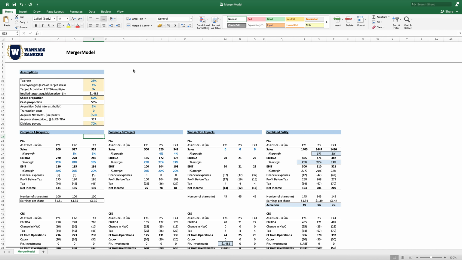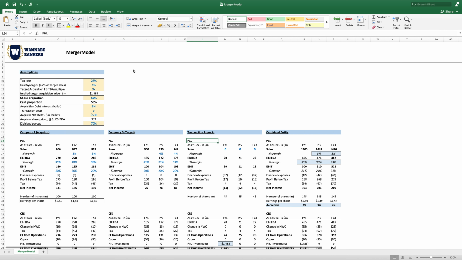Usually you have 4 blocks. The first block is dedicated to company A, in which you would have a simplified P&L, cash flow statement, and balance sheet. If it's a listed company, you can get those financials very easily from financial databases or from broker reports. Same goes for the target, which here is called company B. So you have a P&L, a cash flow statement, and the balance sheet.